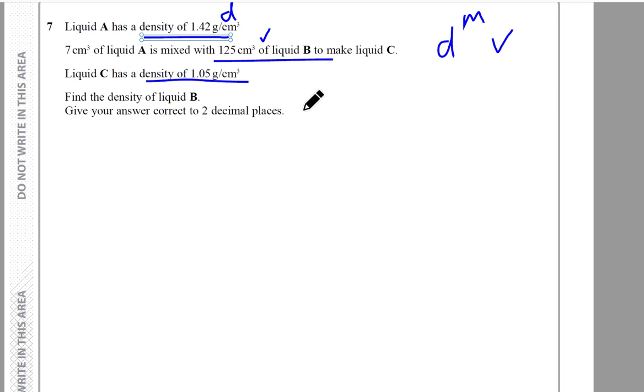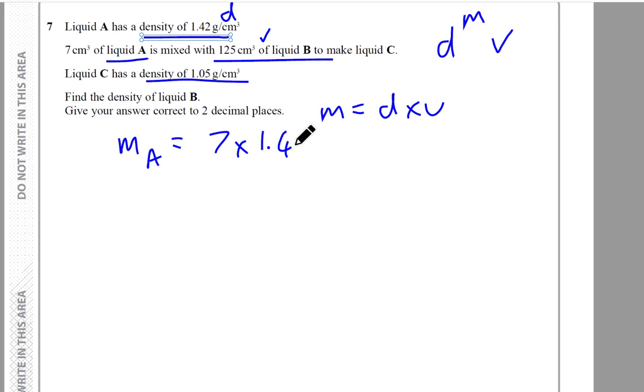So let's do that's a part of it. So mass equals density times volume. So let's find the mass of A. That's going to be 7 times 1.42, which equals 9.94. Now it's been mixed.